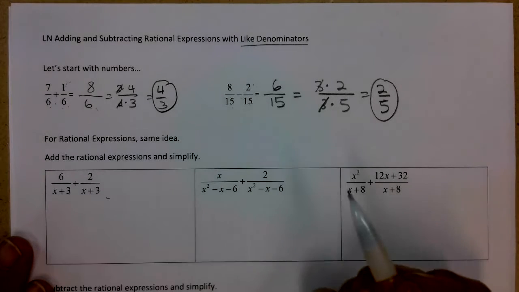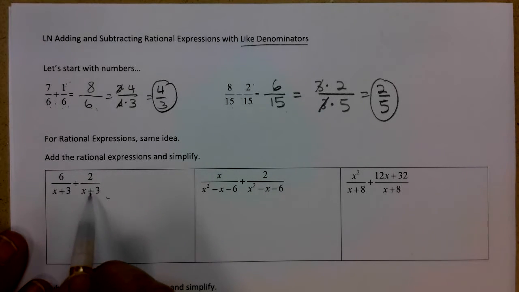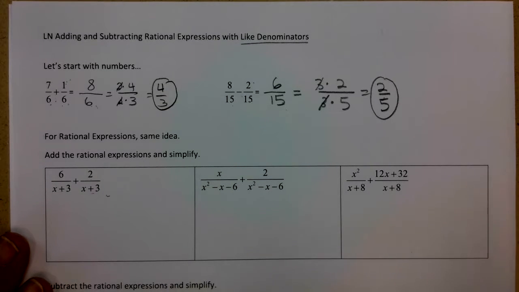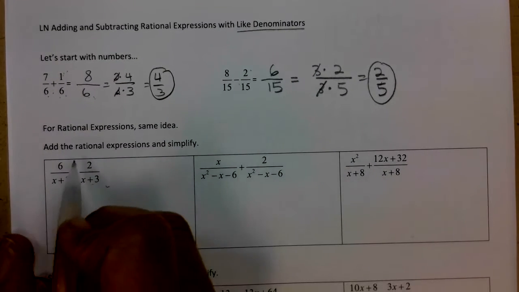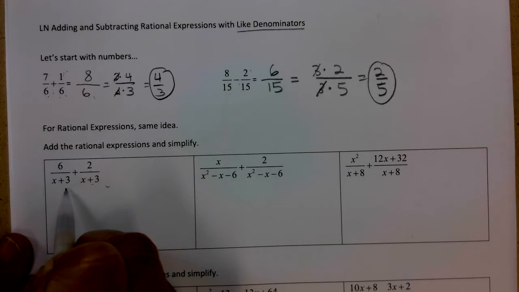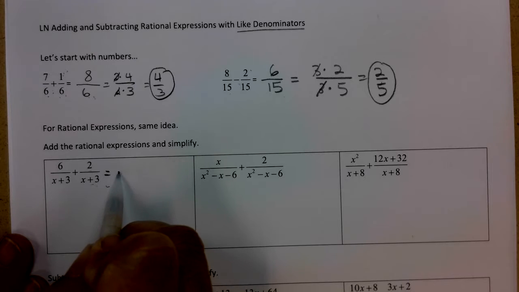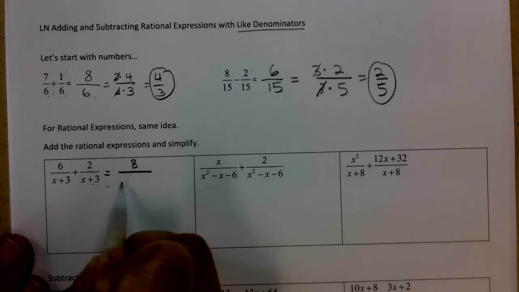So rational expressions, it's the same idea. If our denominators are the same, we just add the numerators. And the new numerator goes over that common denominator. So 6 over x plus 3 plus 2 over x plus 3 is 8 over x plus 3.